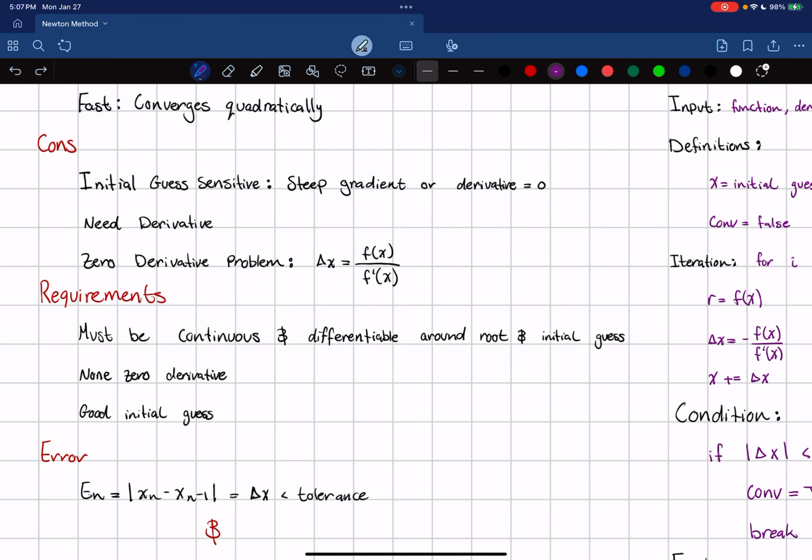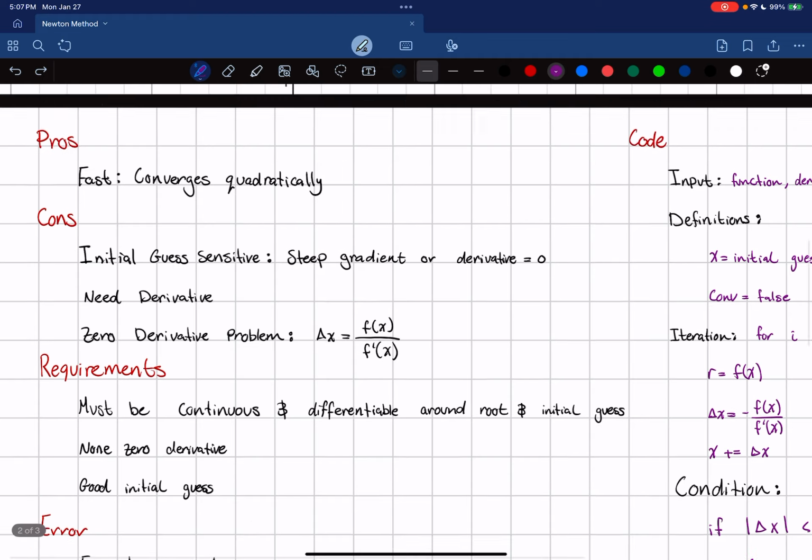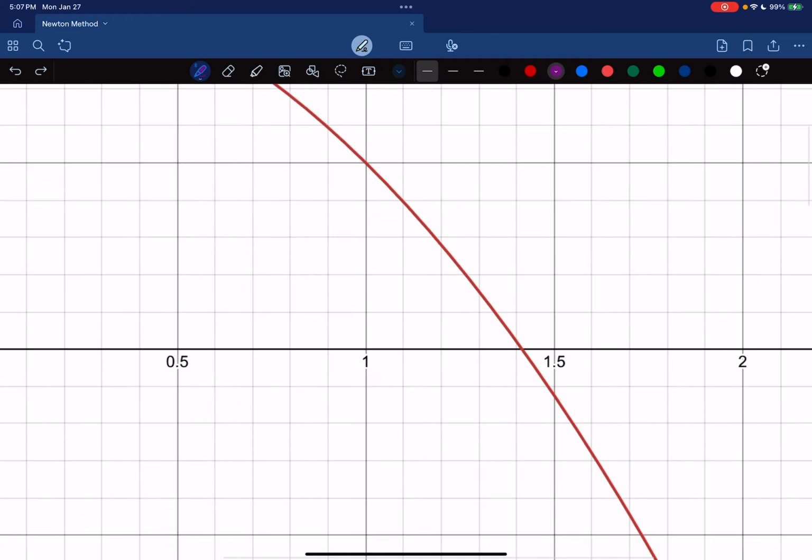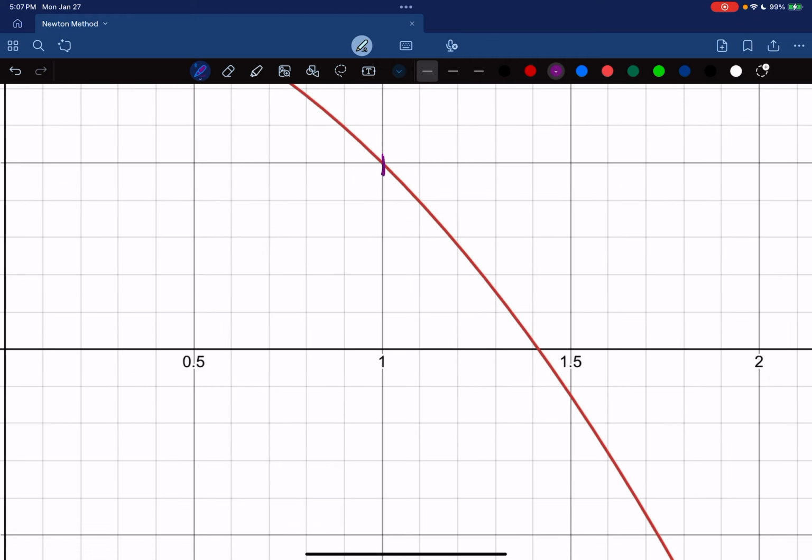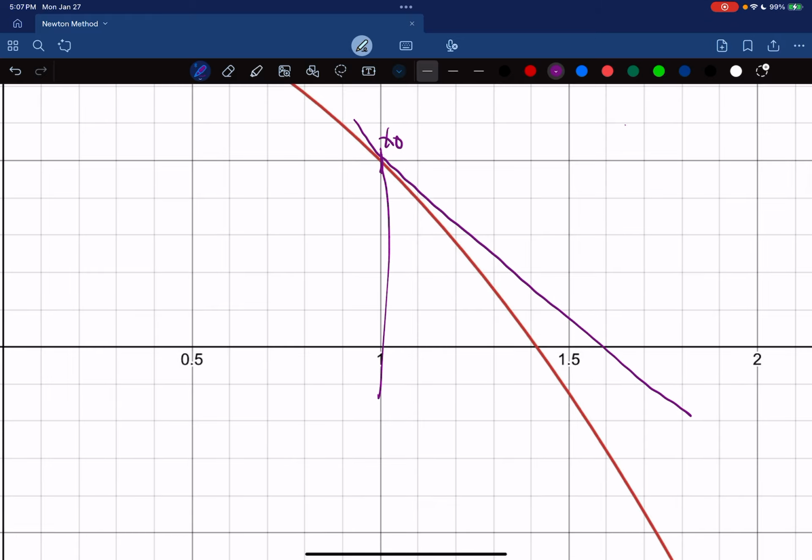So the requirements in order to use Newton's: it must be continuous. But if you remember from bisection, we said it must be continuous within the interval. This one, we don't have an interval. So what we'll say is, well, it must be continuous and differentiable around the root or the initial guess. So remember when I had a guess here, and I was working with this whole area, everything I was using was within this section, and I never really left it.